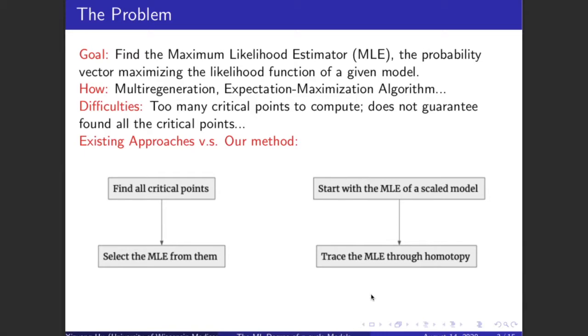We want to approach this problem with a different concept. We start with the MLE of a scaled version of the model we want to investigate and track the change of the MLE as we continuously deform the scaled version back to the original one.